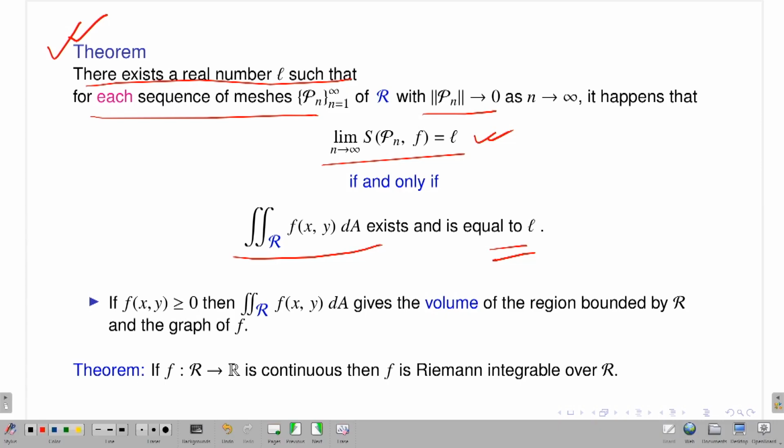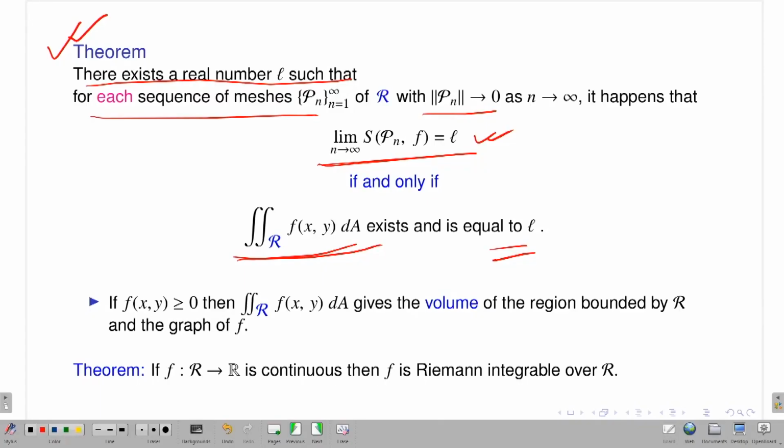If the limit of the Riemann sum exists, that means if the limit as n approaches infinity of S_{P_n}(f) exists, and suppose the value is L, then I will say that my function is Riemann-Darboux integrable. That means the double integral over R of f(x,y) dA exists, and it is exactly equal to the value of the limit L, which is nothing but the limit as n approaches infinity of S_{P_n}(f).